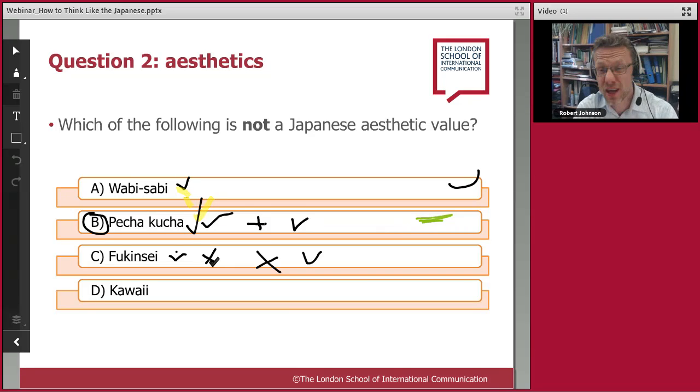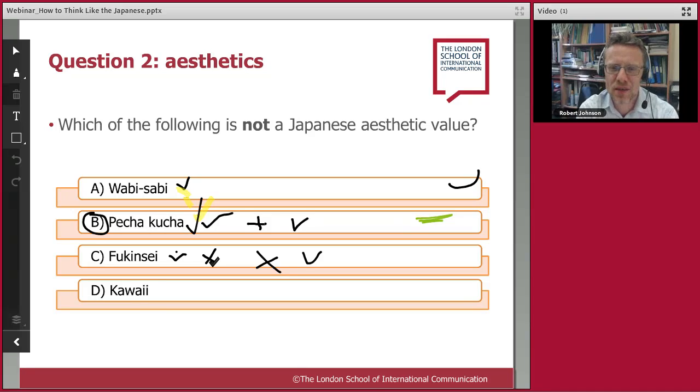Pechakucha is really interesting. Look it up, actually. It's a very interesting Japanese invented style of presentation. And maybe next time for this webinar, I'll do it, because you have 20 slides and you're supposed to use the slides, but only 20 seconds each. So the Japanese invented this. They like conciseness and constraint. The Japanese are into constraints. So it's a way of doing a presentation, a bit like a TED Talk.